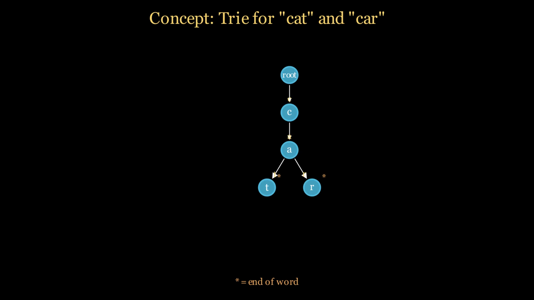We start at the root. Inserting cat, we add edges for C, A, and T, then mark the final node as end of word. Inserting car, the edges C and A already exist, so we reuse them and only add R. The path C, A is shared by both words. That shared prefix is exactly what makes a trie memory efficient.